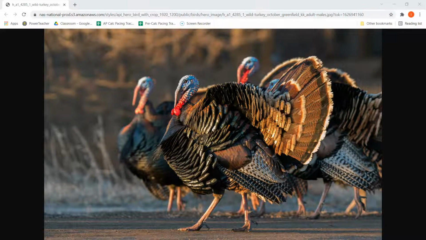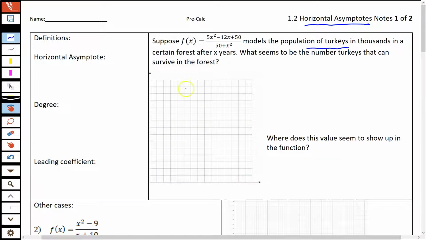So this is what turkeys look like, in case you're unfamiliar. I had to Google this, but they eat nuts and fruit and bugs. And we can imagine, right, that there's only so many turkeys that can live in a particular area of the forest. So there's only so many pieces of fruit or seeds or nuts or whatever they're eating to go around, right? So that's what this problem is about: the number of turkeys that can survive in the forest, okay?